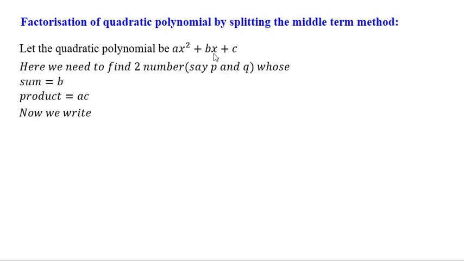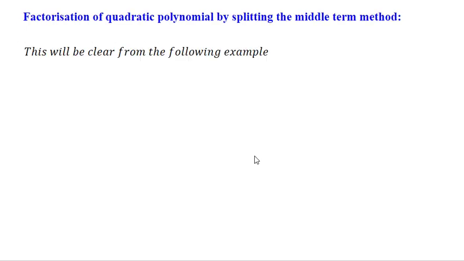So ax square plus bx plus c I can write as ax square plus px plus qx plus c, and then I will take common terms. Let us see with an example how we do that. We will take one example, 12x square minus 7x plus 1. Now here we will find 12 into 1, that is 12, and we will split it in two parts such that their addition is minus 7. Now the product is 12, that means both the factors should either be positive or negative, but as I need the sum as negative, both the factors will be negative.